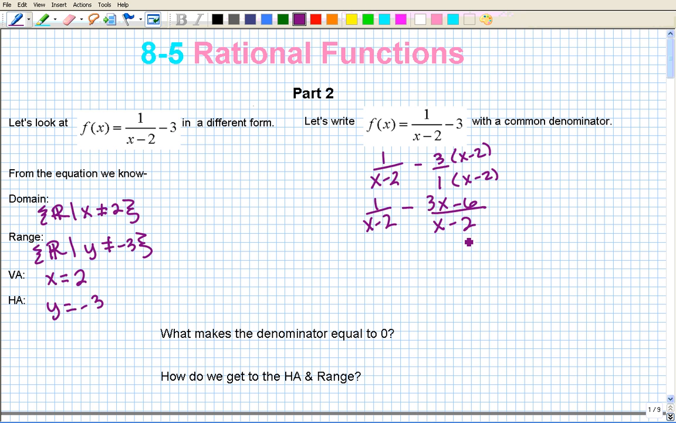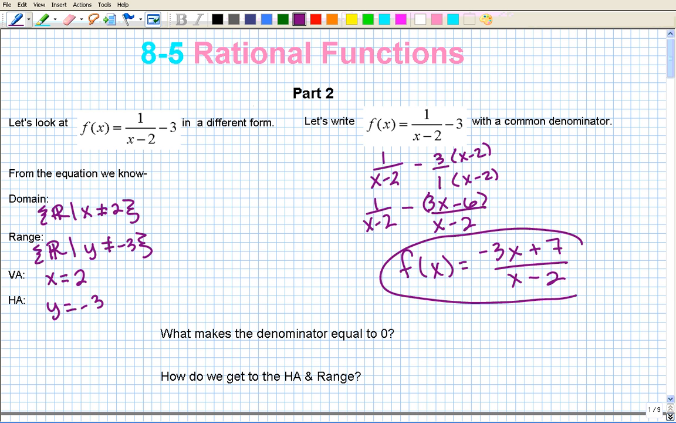So whenever I collect like terms, f of x is now negative 3x, and 1 minus a negative 6, so 1 plus 6, which is 7, so plus 7, all over x minus 2. So don't forget we have to distribute that negative across there. Alright, so now we have this right here. It's the same function, just in a different form.